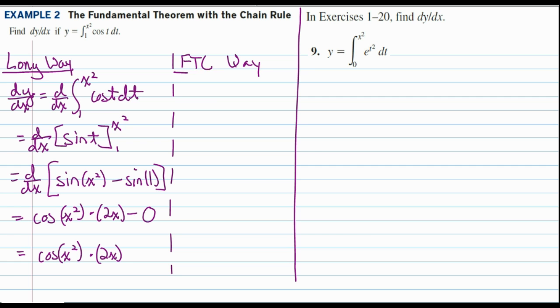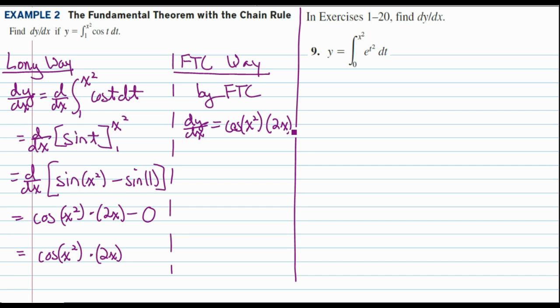Therefore, the fundamental theorem of calculus way would be, of course, stating by the fundamental theorem of calculus, dy/dx is going to equal cosine of x squared. I plugged the upper limit of integration into the integrand, the input variable in the integrand, so x squared went into t, and then I have to multiply by the derivative of the upper limit of integration, 2x, and then I'm done.